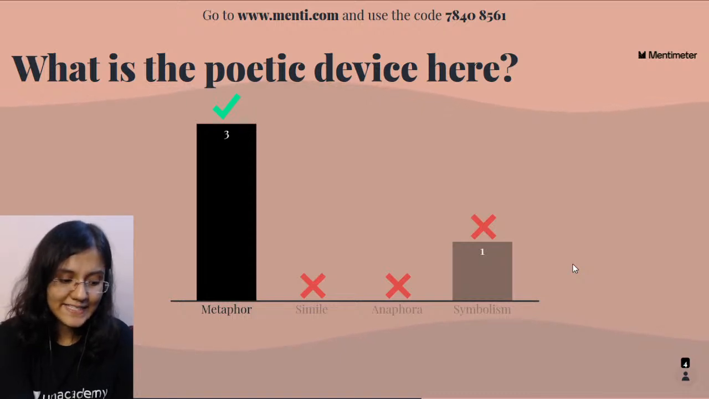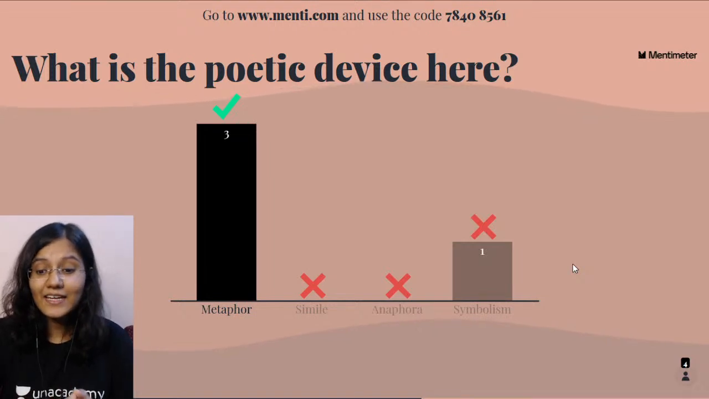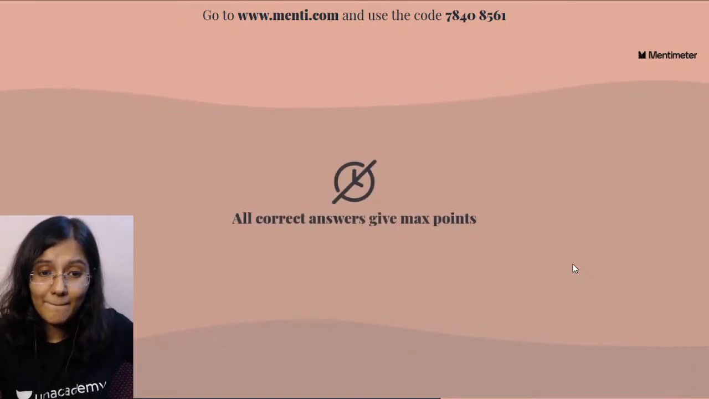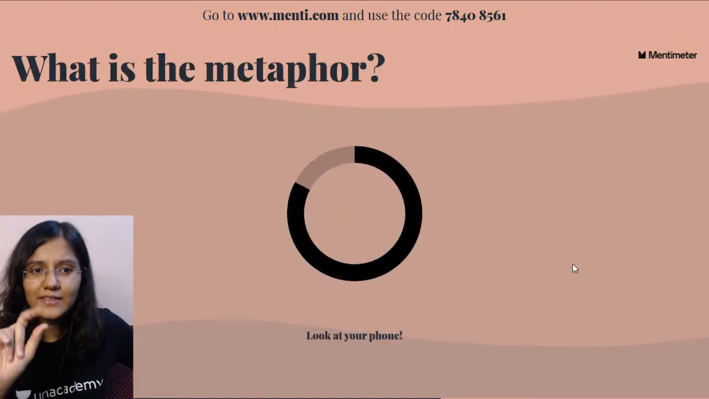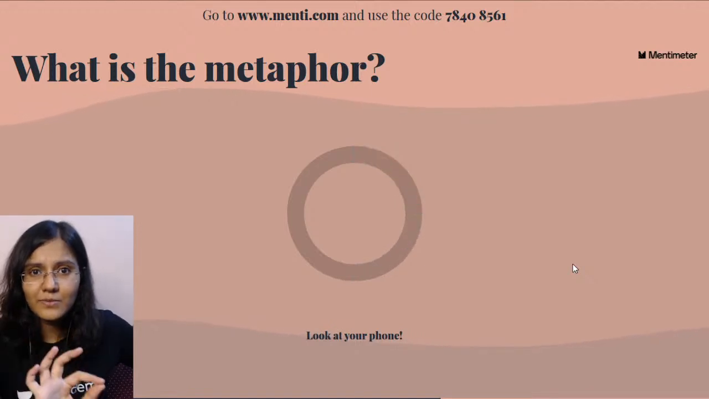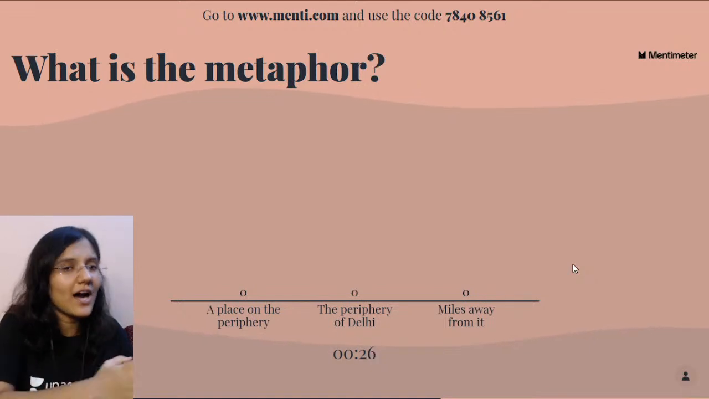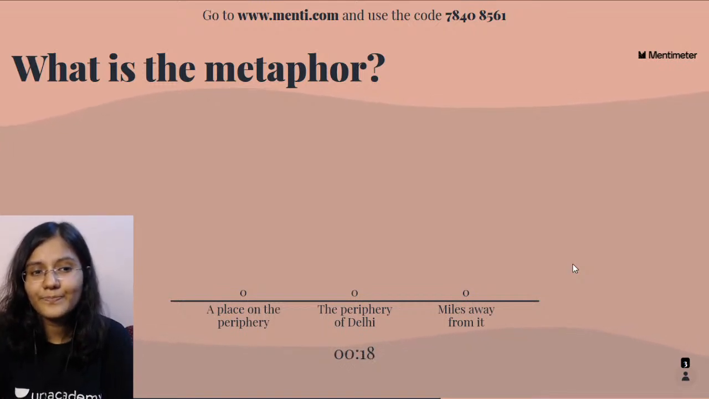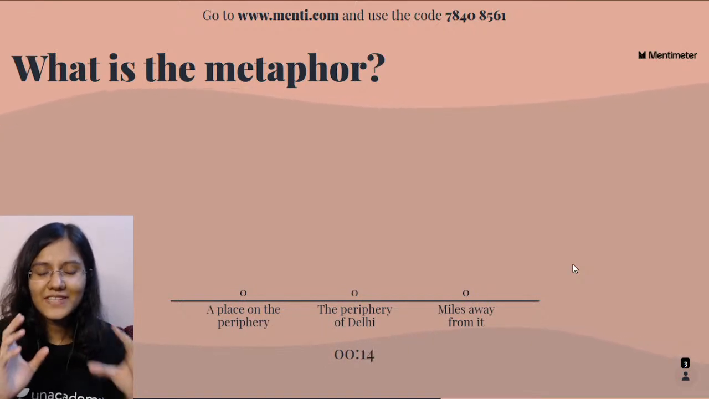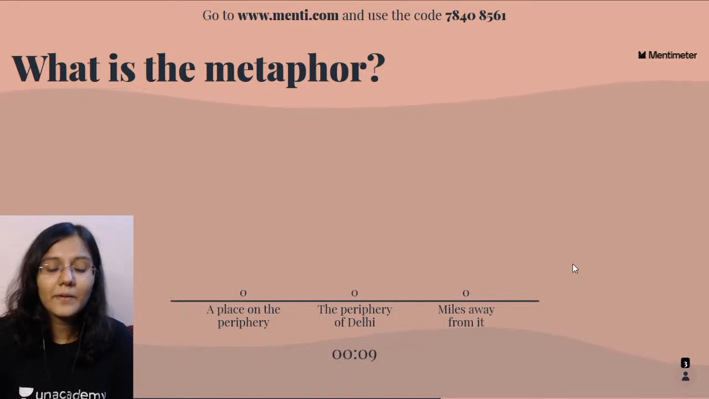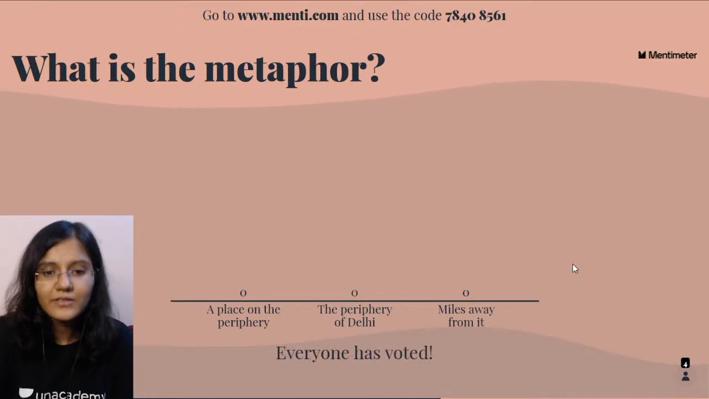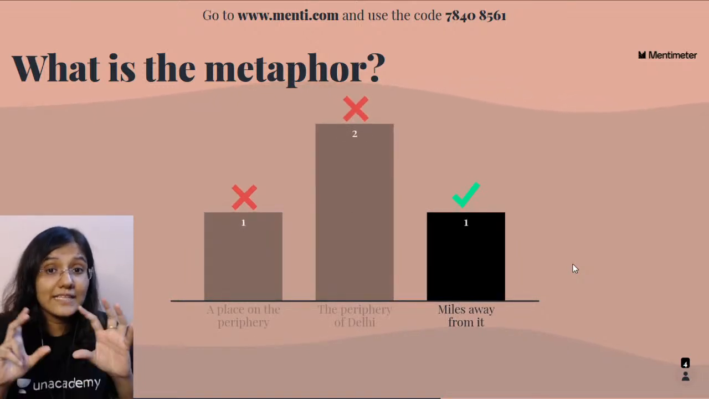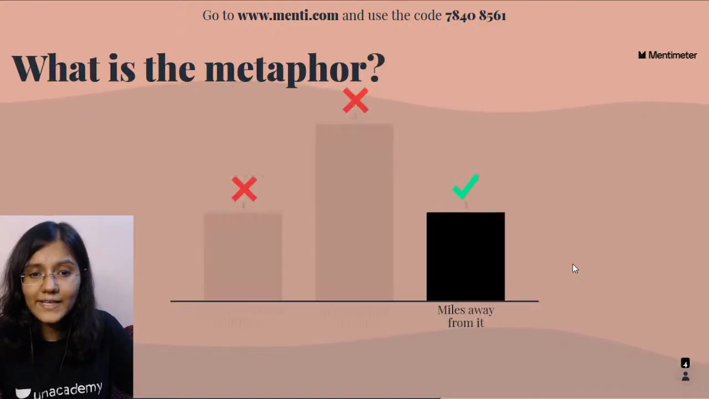Okay. Poetic devices. It is a metaphor again, and after you tell me how it's a metaphor, I will talk to you about how it's a metaphor myself. But I also want to let you know really quickly that there isn't actually a formal poetic device known as symbolism. Symbolism is something that happens a lot in poetry, but if you get asked for a poetic device, then symbolism is not an official one, so if you choose it, it would be wrong. Which particular part of that sentence is the metaphor? Is it a place on the periphery? Is it the periphery of Delhi? Is it miles away from it? Okay, the metaphor portion of this particular line is miles away from it. And we will talk about why in a moment.